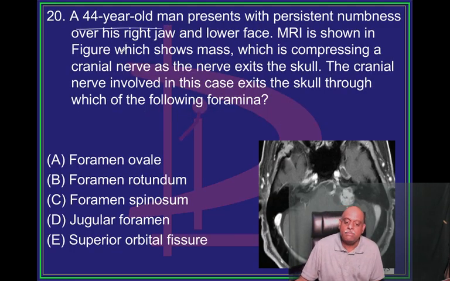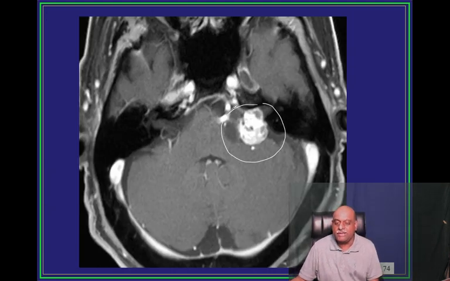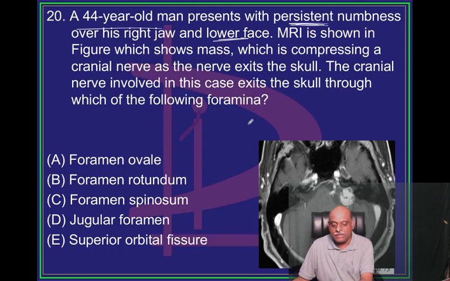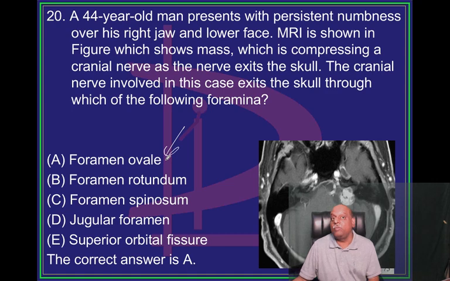A 44-year-old man presents with a persistent numbness in the right jaw, lower face, MRI. What is it showing, doctor? It is showing the cerebellopontine tumor. So this is pons, this is cerebellum. So cerebellopontine tumor, which is acoustic neuroma. So the cranial nerve involved in this case, how does it exit the skull? It exits through foramen ovale.